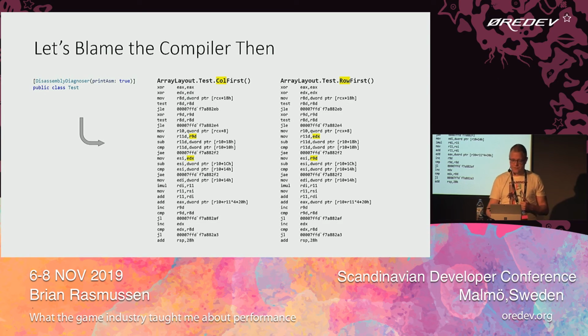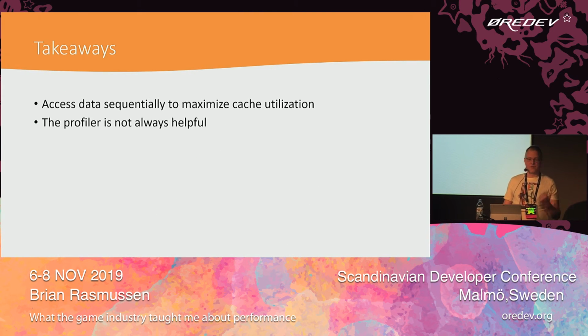So think about caches when you write your code. Accessing memory is super slow, and the more data you can read from the cache, the better. Think about how your code accesses your data and optimize for cache utilization. Keep in mind that the tools are not always useful here.